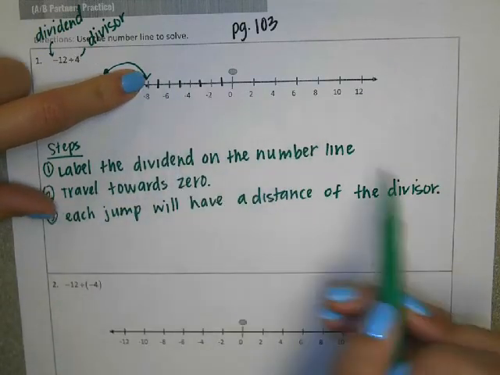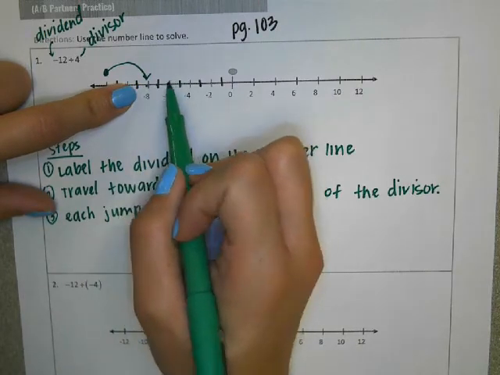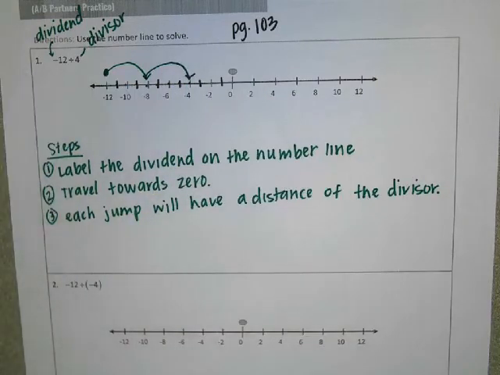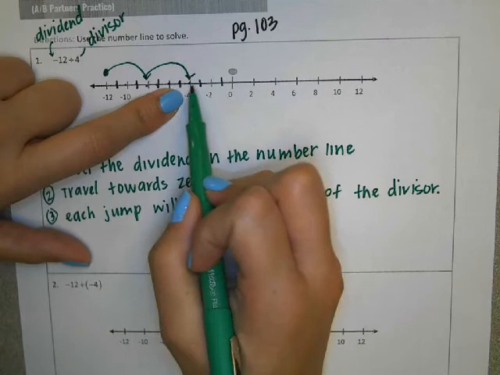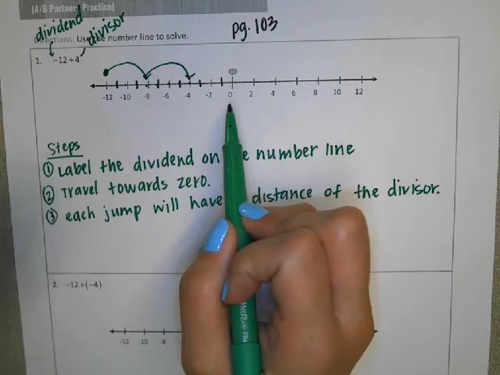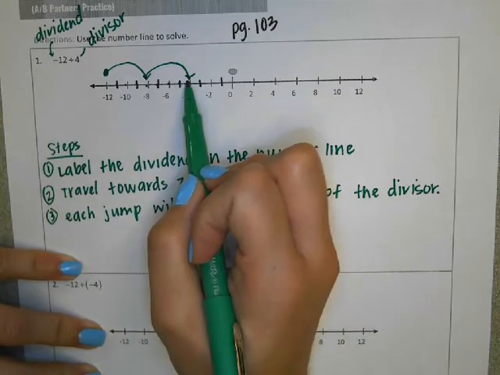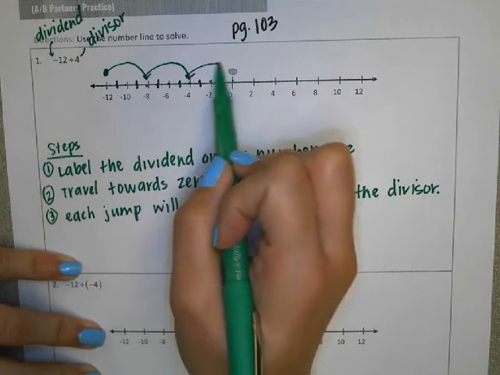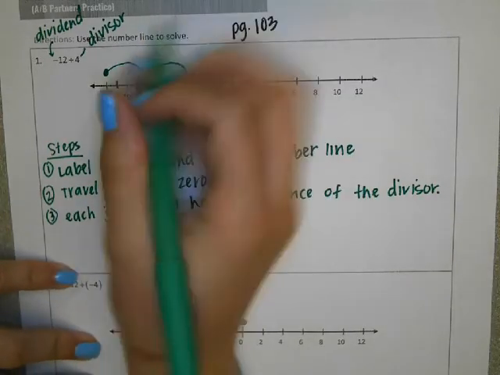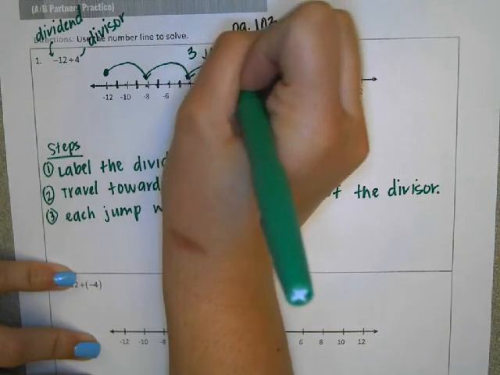So we want another distance of 4 because we're still not at 0. So we need to go 1, 2, 3, 4. So from here, now we're here, there's 2 jumps. Then I want another jump, right? We have to finish at 0. We want nothing left over. So 4 more, right? A distance of 4 more. 1, 2, 3, 4. So I had a total of 3 jumps, right? 1, 2, 3. 3 jumps.